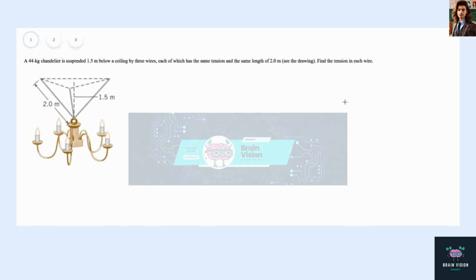In this problem, we're asked to determine the tension in 3 wires that are used to support a 44 kilogram chandelier. To begin, we have to understand that Newton's second law is going to be the relationship that we use in order to determine the tension. Newton's second law states that the sum of all forces acting on the chandelier equal m times a.